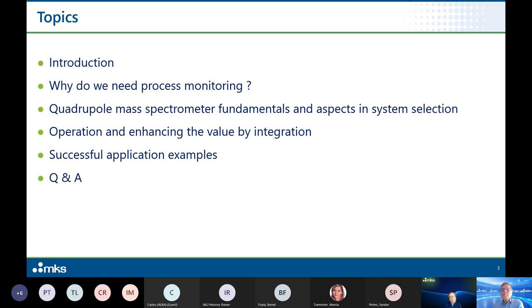So topics of my talk: first some introduction, some fundamental comments about process monitoring, why we need process monitoring, what is the benefit of process monitoring. And then covering some details about fundamentals on mass spectrometers, what is important on selecting an instrument and configuring an instrument. Then I'm going over to operation of a mass spectrometer and also discussing some aspects about the integration. And then I will show you some application examples. And then I think we have plenty of time for questions and discussions. So I hope everyone can see my presentation well. So let's get started.